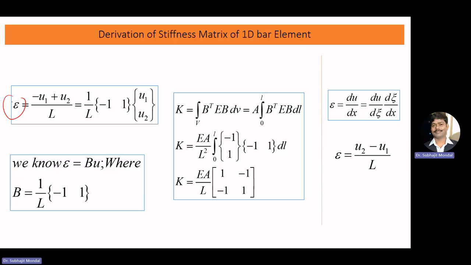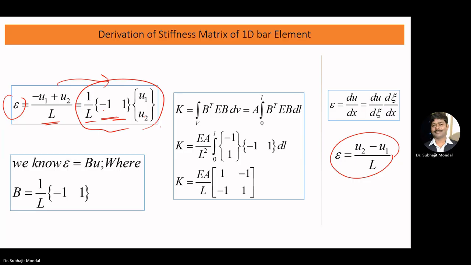The strain quantity we are writing in this form. The strain already we have learned, u2 minus u1 by L. So that part we are writing in the matrix form. You just try to see, minus 1 by L and 1 by L times u1 and u2. So this equation we are writing in a matrix form like this, and we can say this part is nothing but the B.